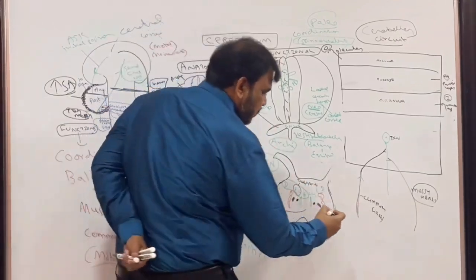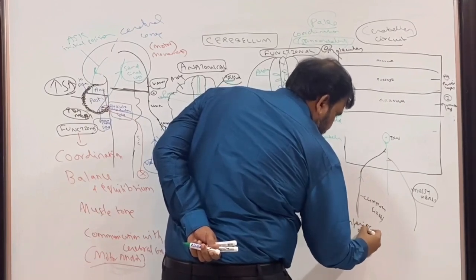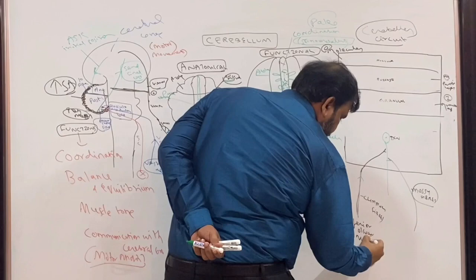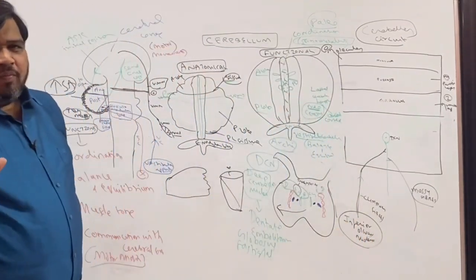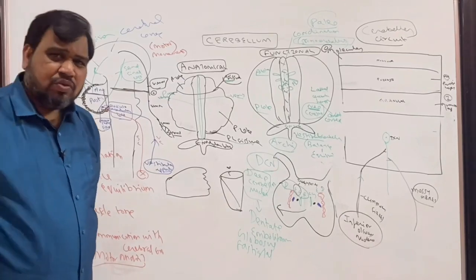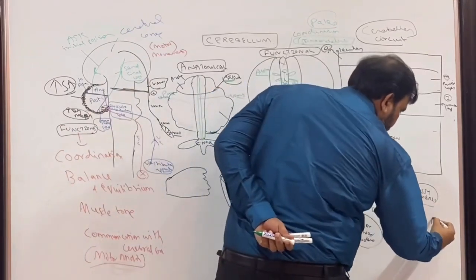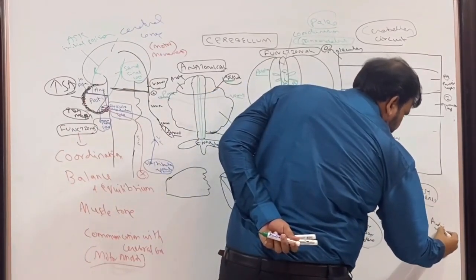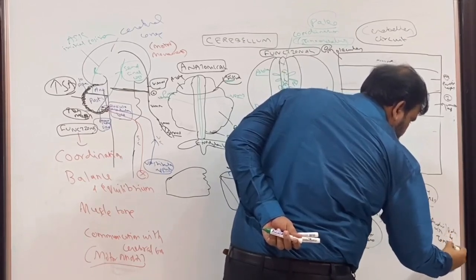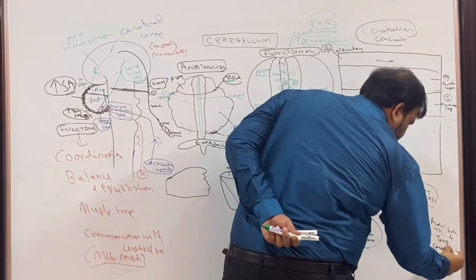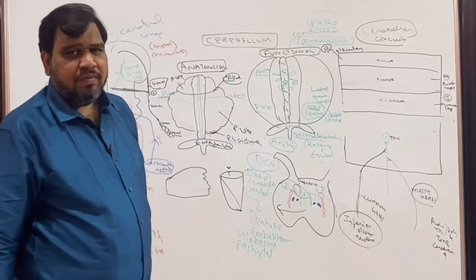Climbing fibers usually take information from the inferior olivary nucleus, mainly the proprioception of the parts of the body which comes to the inferior olivary nucleus. Otherwise, audio, visual, balance, equilibrium, tone, the connection between cerebrum and cerebellum, all those come through mossy fibers.